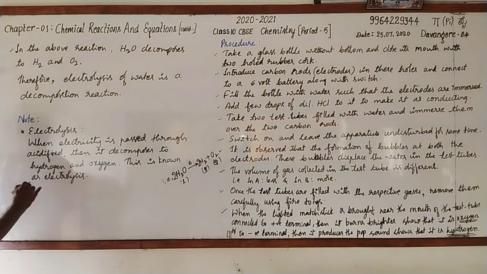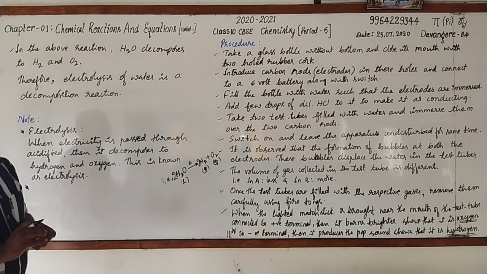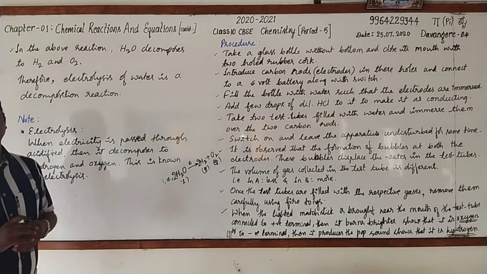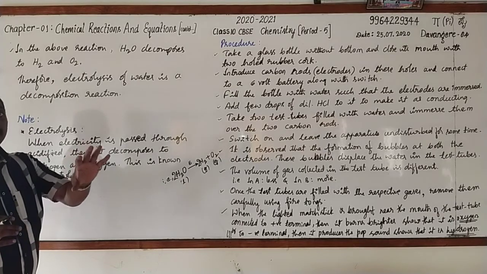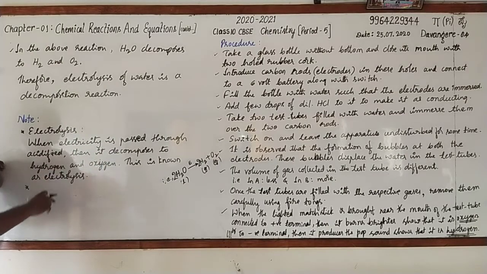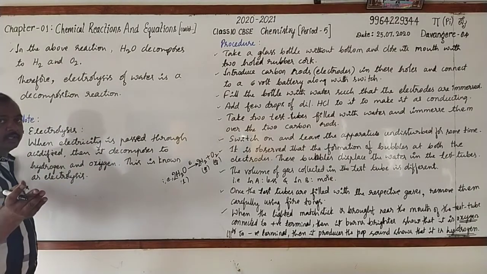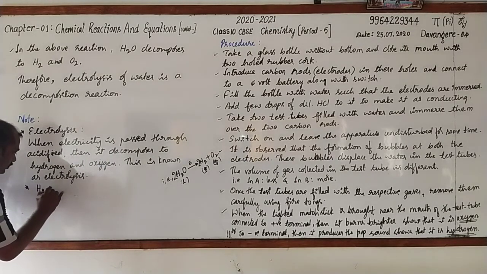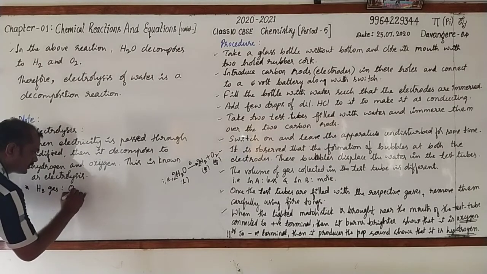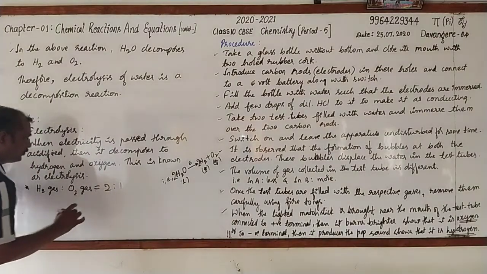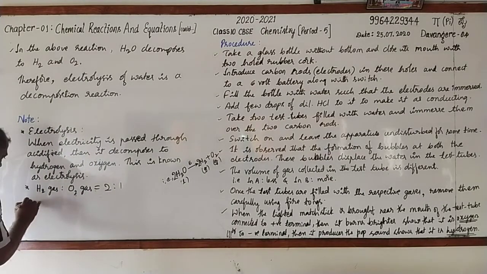And we have also come to know one more thing, that the gas collected in the test tubes will be in the ratio of 2:1. That is, the amount of gas collected in the test tube connected to the negative terminal is double that of the gas collected in the test tube connected to the positive terminal. Clear? So here I'll write hydrogen gas to oxygen gas will be collected in the ratio 2:1. Please do it.